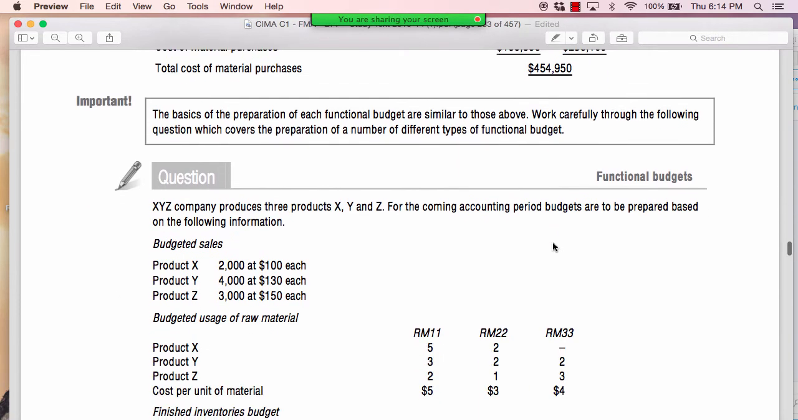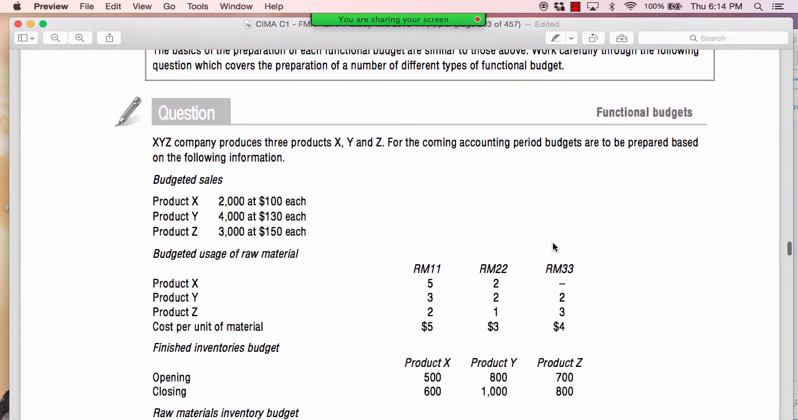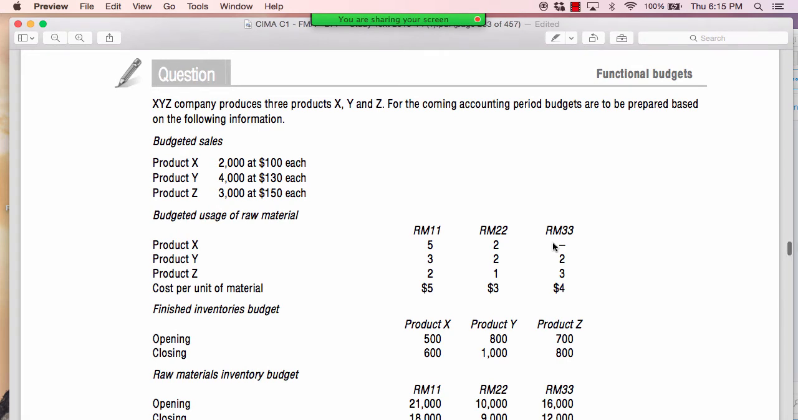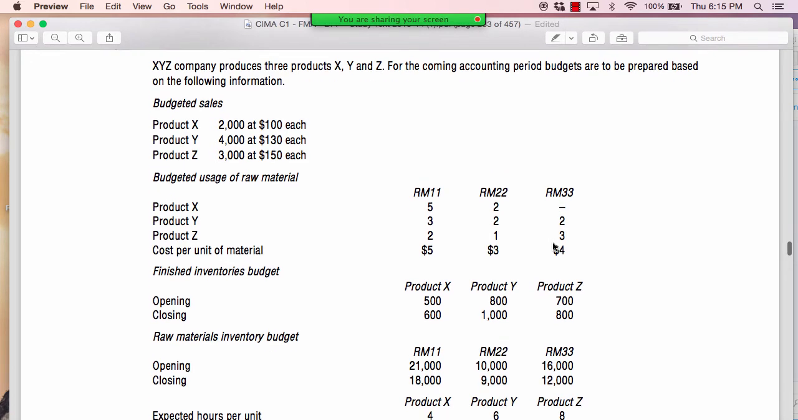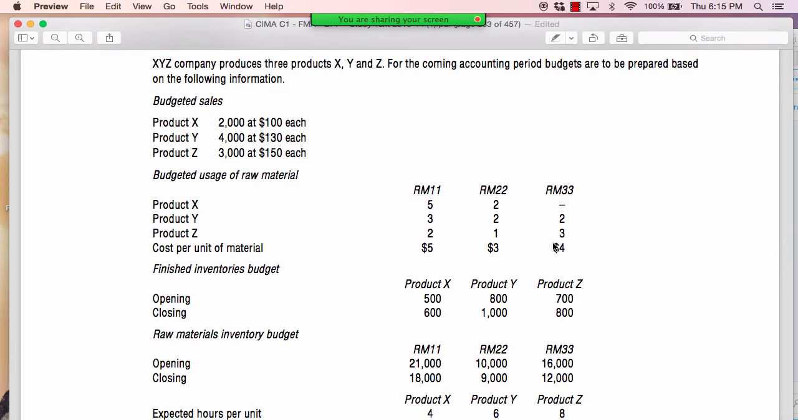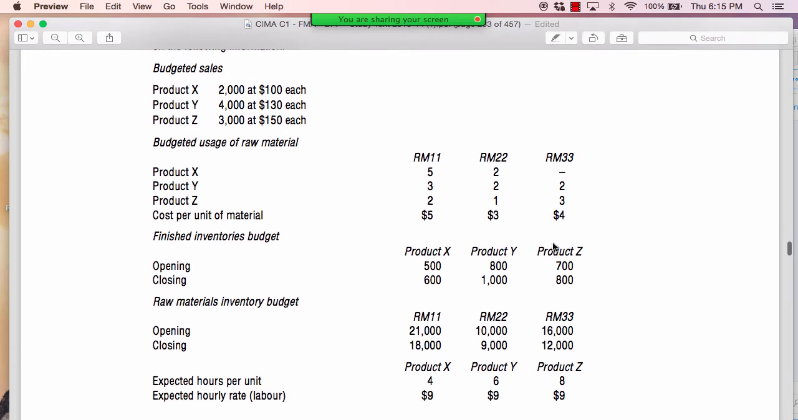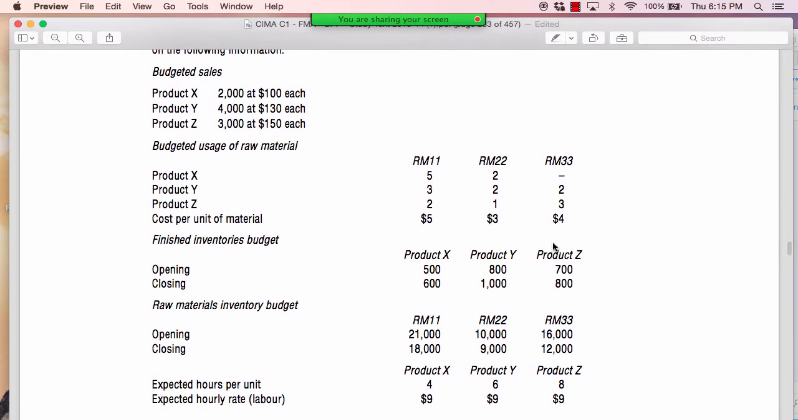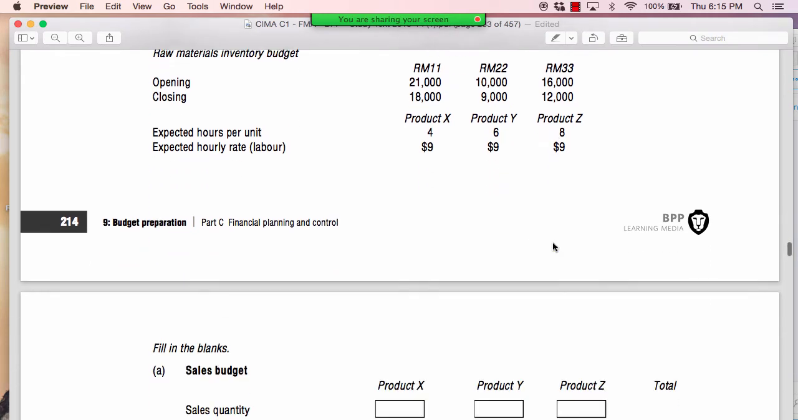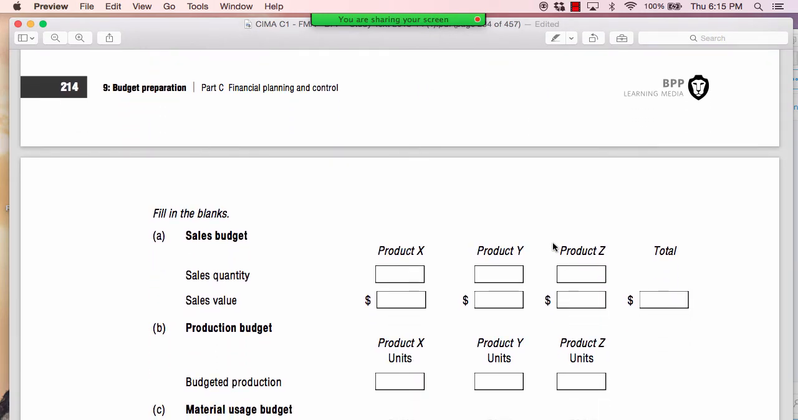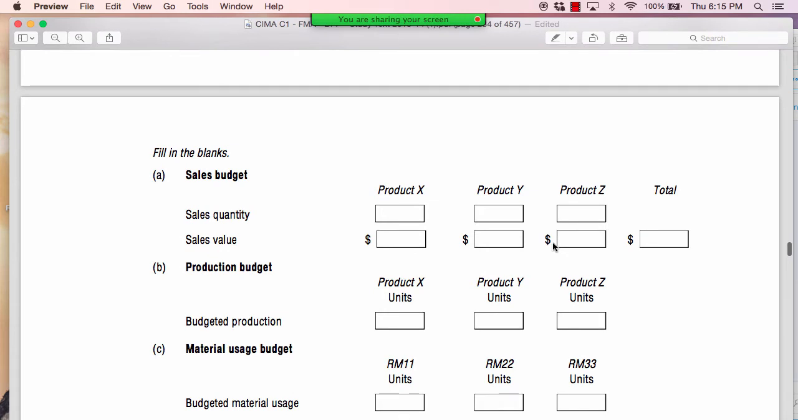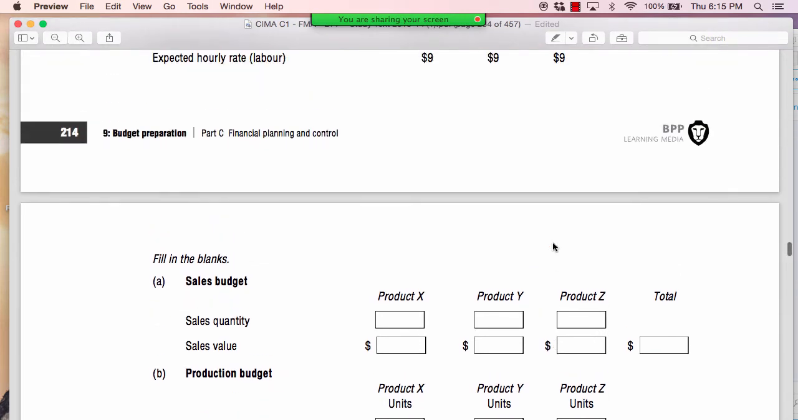Okay, now there's another question given. Again, they're saying this is the budgeted sales, budgeted usage, finished inventory, raw materials of inventory, right? And they're looking at expected hours per unit, expected hourly rate of labor, right? So what are they asking you to do? Fill in the blanks. What is the sales quantity? First you need to say. Then you will put the sales value. So in order to do the sales value, how will you work that out?